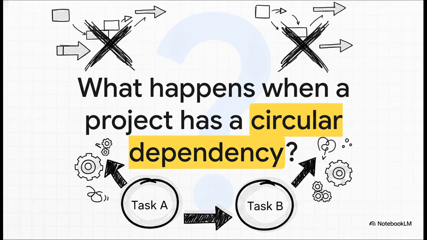And that leaves us with one final, very important thought. This entire process, this whole beautiful algorithm, only works because our graph has no loops. But what happens in the real world when a project gets stuck in a circular dependency? You know, where task A needs B to finish, but task B needs A to finish. What happens then? How does an algorithm handle a situation that's literally impossible?